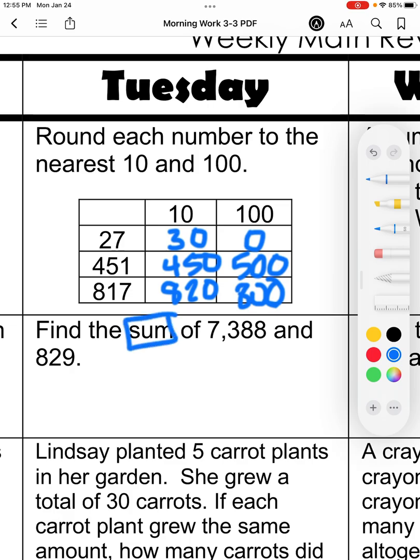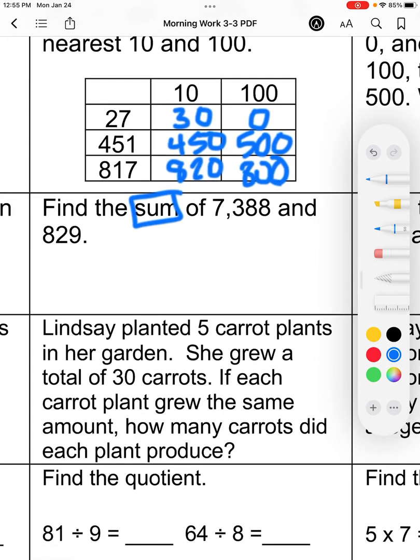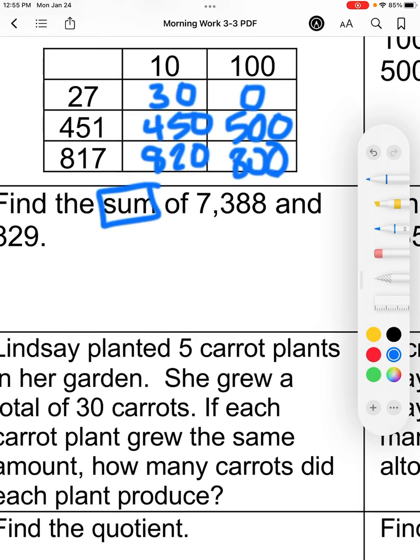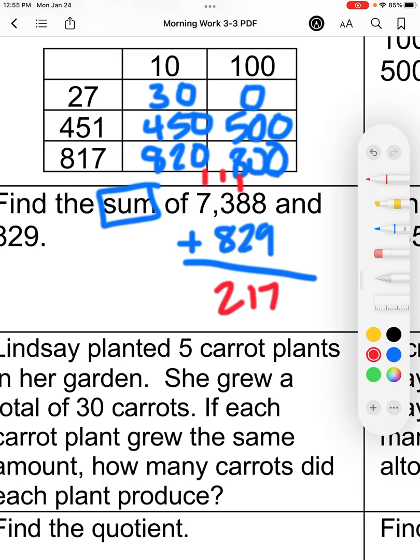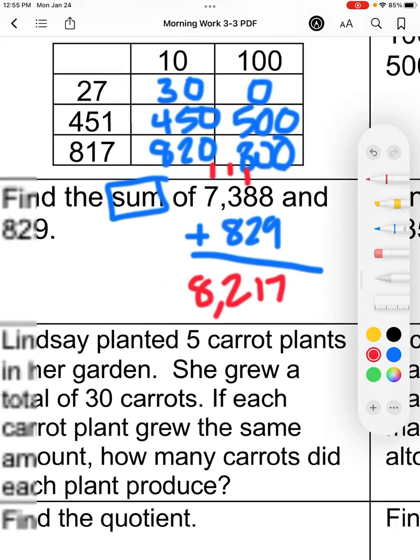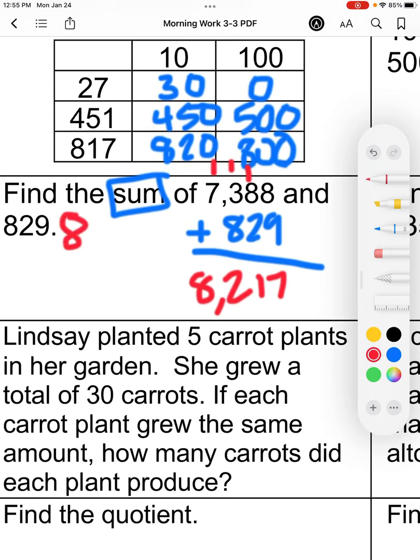817 rounds to 820 and down to 800. Find the sum of 7,388 and 829, so that means we're going to add. So we will stack up 829, and we know that 8 plus 9 is 17. Write the 7, carry the 1. 1 plus 8 is 9, plus 2 is 11, carry the 1. 1 plus 3 is 4, plus 8 is 12, carry the 1, and then 1 plus 7 is 8 with the comma. And then we're going to go bottoms up to check, minus 829.